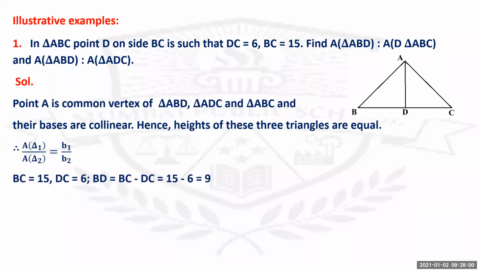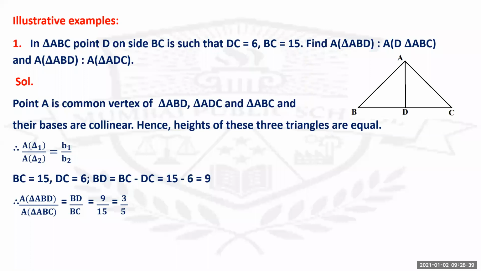Now BC equals 15, DC equals 6. So can you find the length of BD? Your BD is BC minus DC, that is 15 minus 6, which equals 9. Therefore, area of triangle ABD upon area of triangle ABC equals BD upon BC, that is 9 upon 15, and you can reduce 9 and 15, you'll get the answer as 3 upon 5. Understood this? So you have got the first answer.